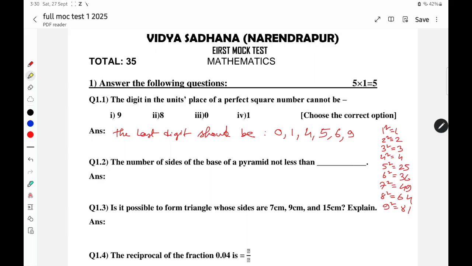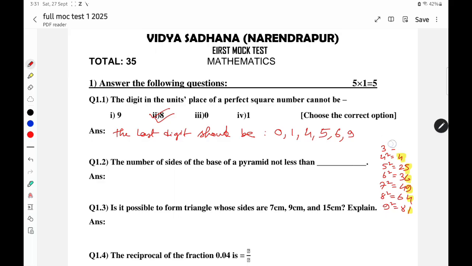So see carefully, the last digits are 1, 4, 9, 6, 5, 6, 9, 4, 1. Sorry, this should be 9. So the unit digit is repeating between these 0, 1, 4, 5, 6, 9. So the answer will be 8, because 8 does not come in the unit place of any perfect square. Okay, so I think it is clear.